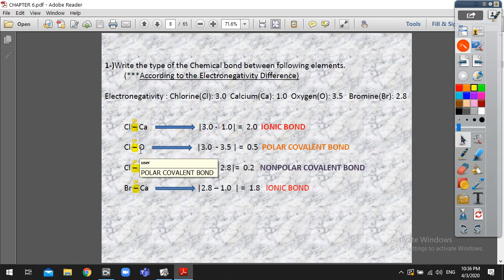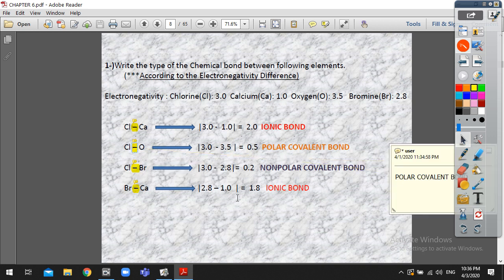What about chlorine and oxygen? Here, chlorine is 3.0 and oxygen is 3.5. If you subtract, it's an absolute subtraction, so it will be 0.5. 0.5 is bigger than 0.3, so it will be a polar covalent bond. So this bond is called a polar covalent bond.